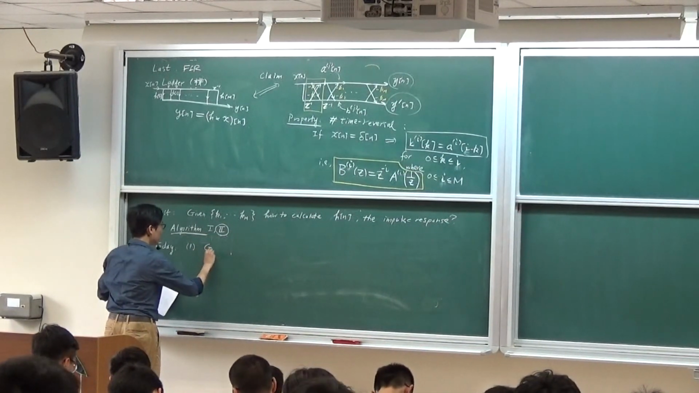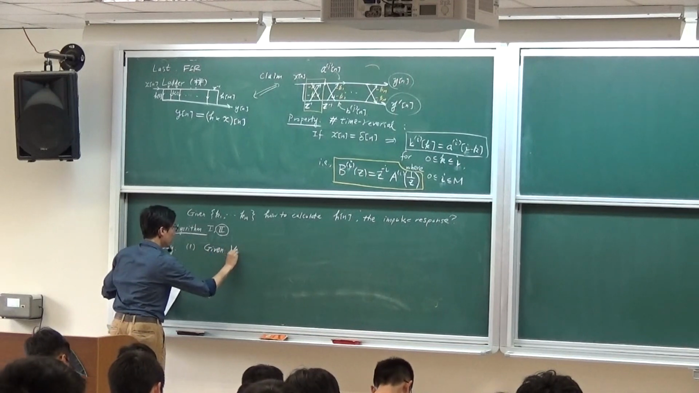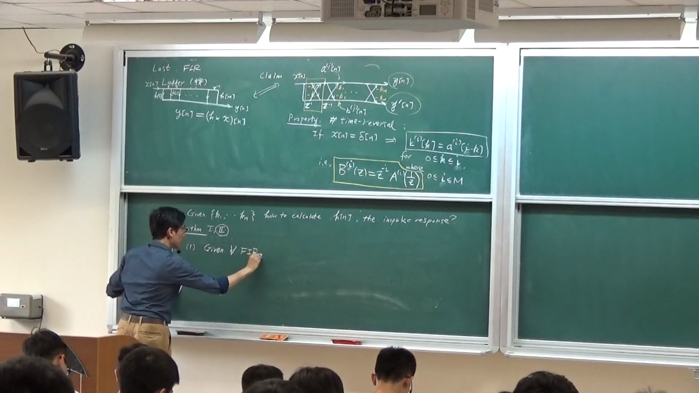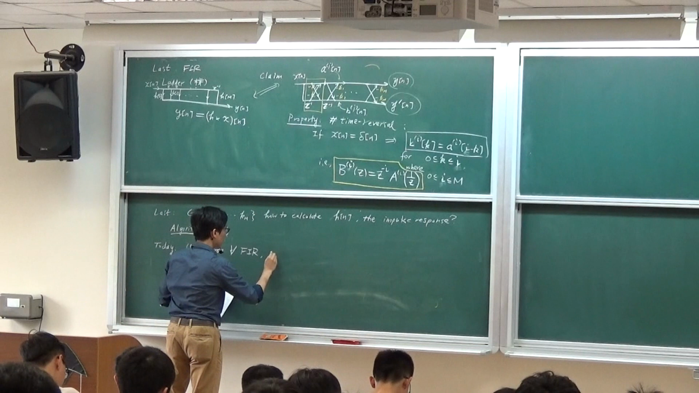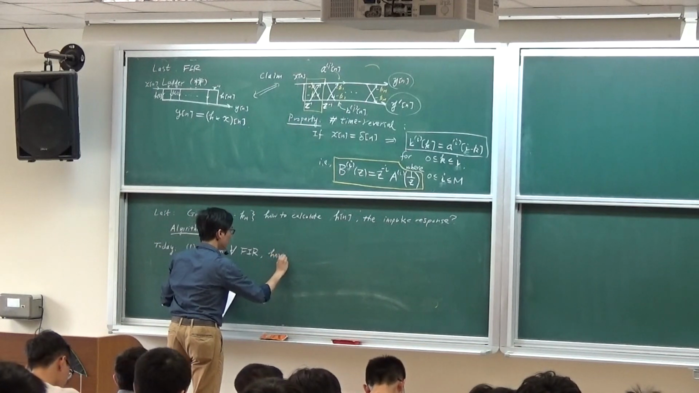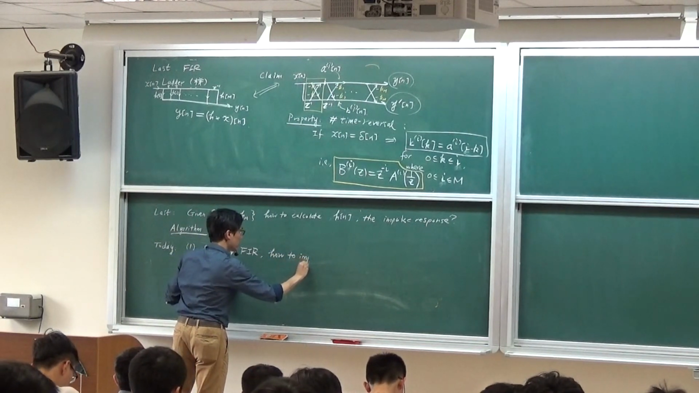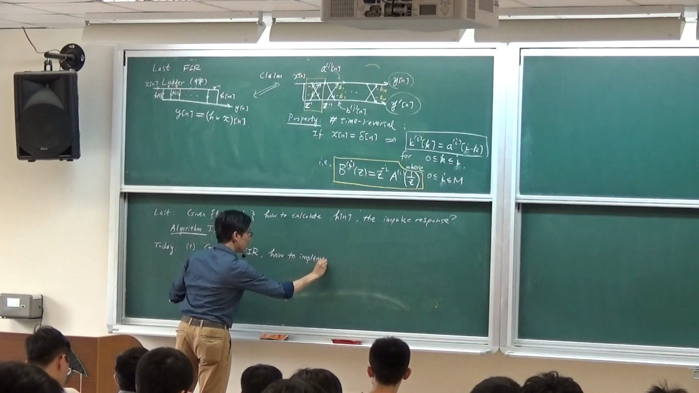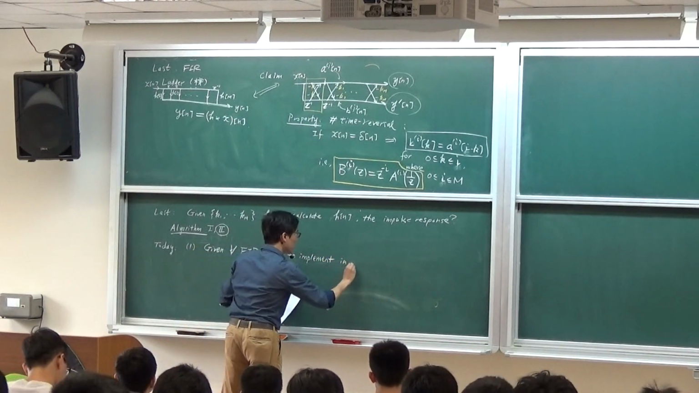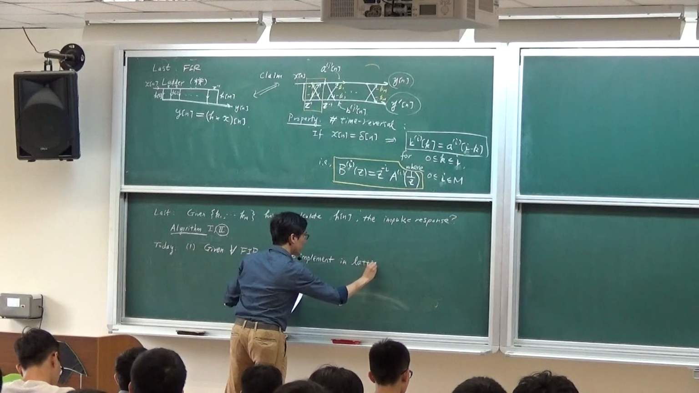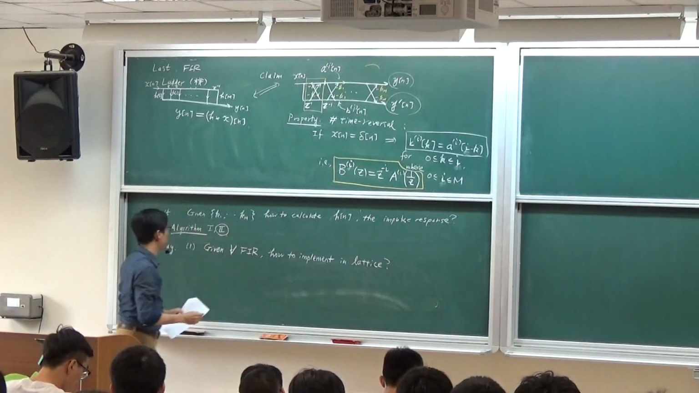So given any FIR, how to implement it in the lattice form? That's the first half of today.